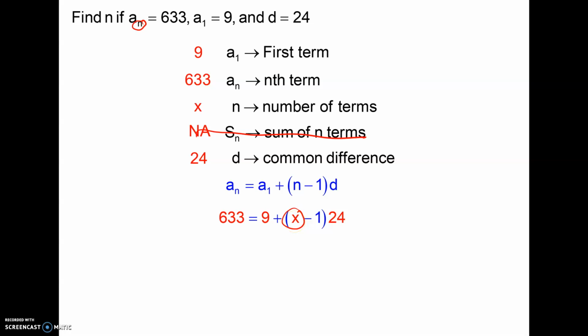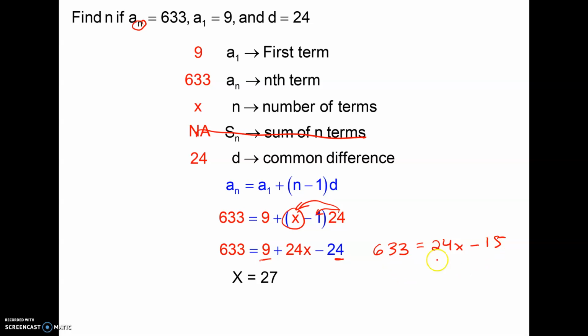So I just continue following my order of operations. You could distribute this. I mean, you have to, because you can't subtract the x with the 1. Combine these two like terms. And we have 633 is equal to 24x, not plus, minus 15. We add the 15, we have 24x equals 648, and then we divide by 24. And we end up with x is equal to 27, so n is equal to 27.